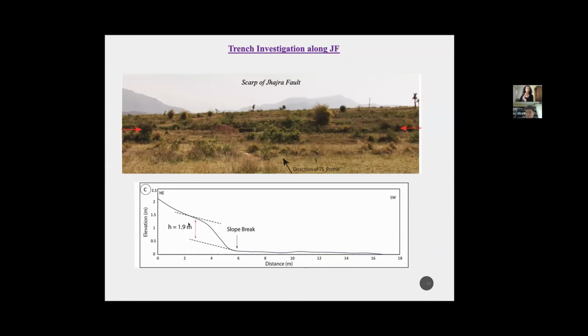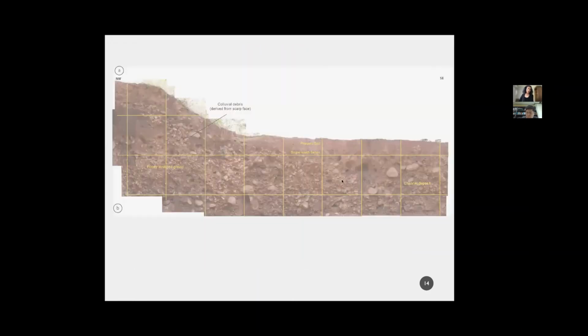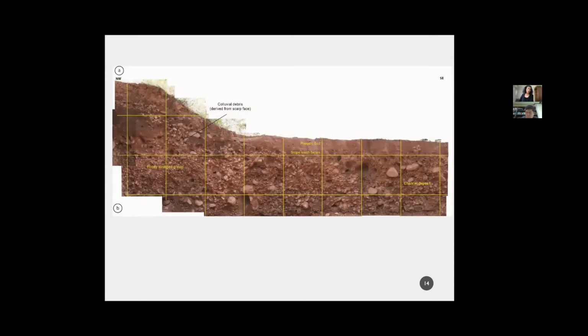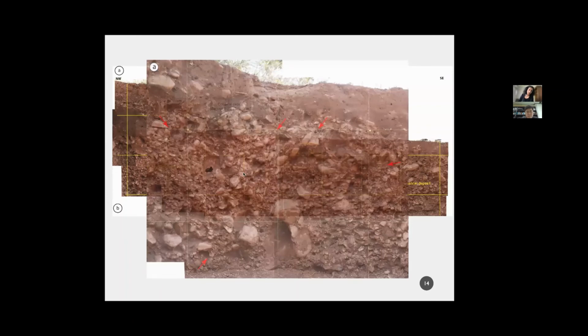Again, the trench showed alluvial fan deposit, poorly sorted and unconsolidated. I will show this part of the trench. I will zoom up on this part of the trench. Here also you can see shear fabric very clearly. So based on these shear fabric, we have identified the fault in the trench.